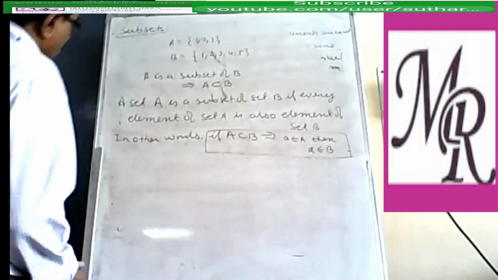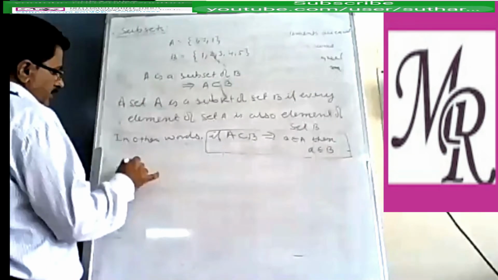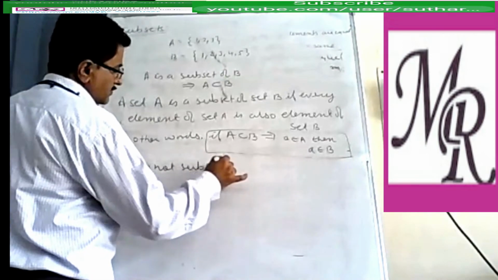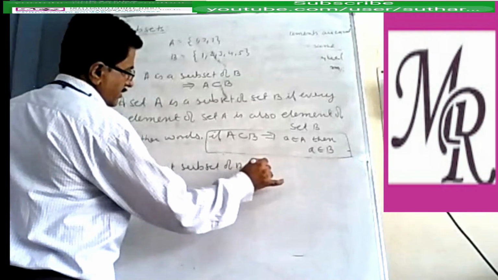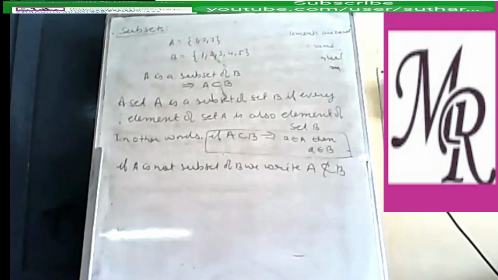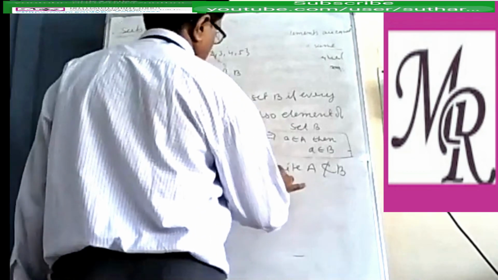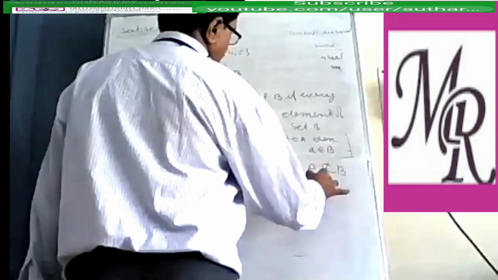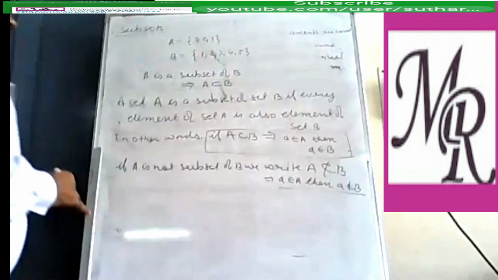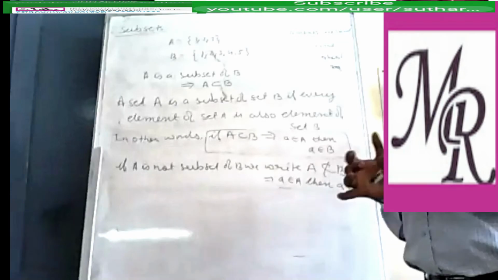And if A is not a subset of B, we write in symbolical language A not subset B. Means if a belongs to A, then a does not belong to B, then you may call A is not a subset of B. Right? So note it down.